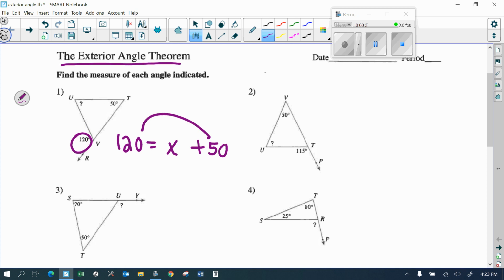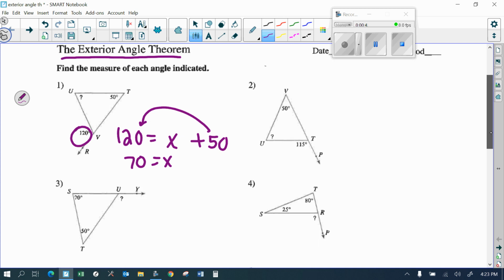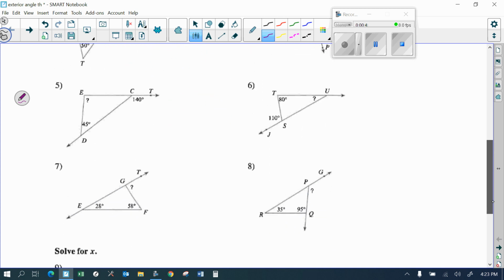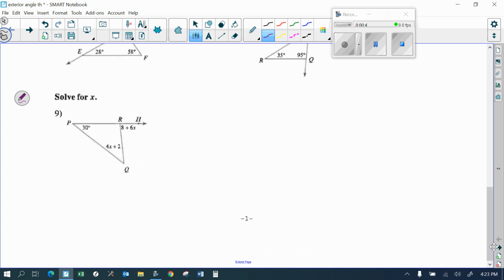So obviously I just subtract the 50 across and I get x equals 70. Real simple. Okay, that's elementary level down there. Let's go to middle school level here, pre-algebra. Okay, so we have the exterior angle, 8 plus 6x equals the sum of the two remote interior angles.